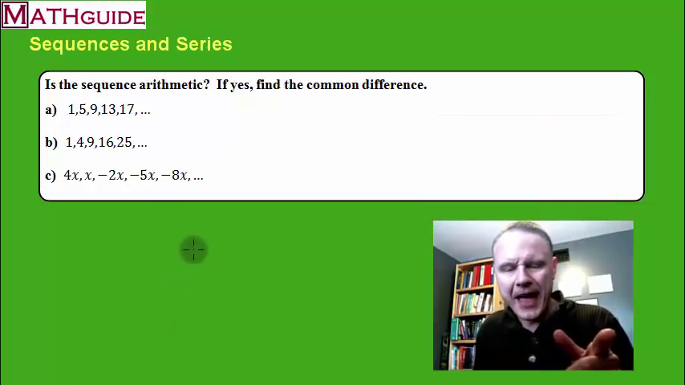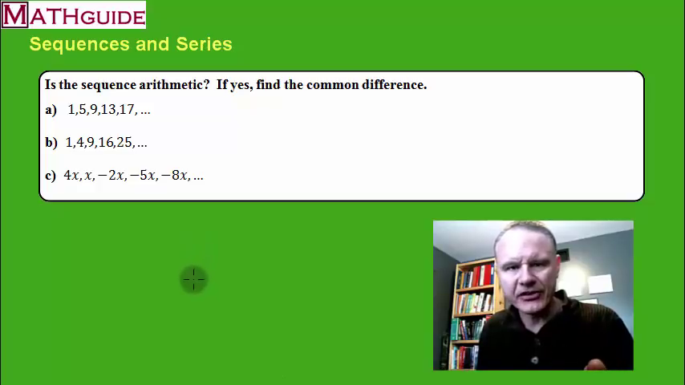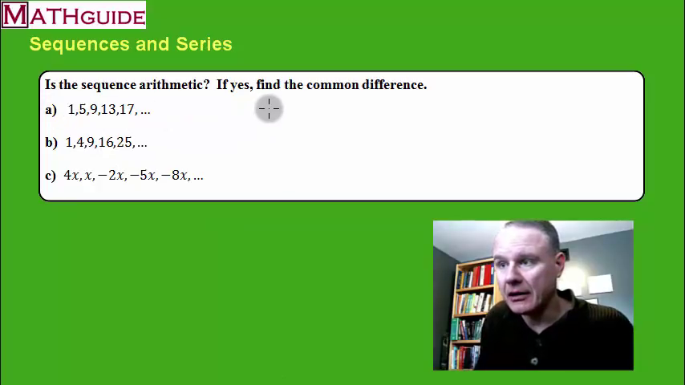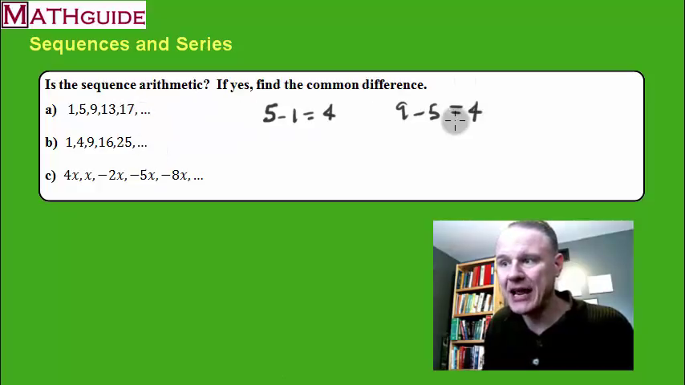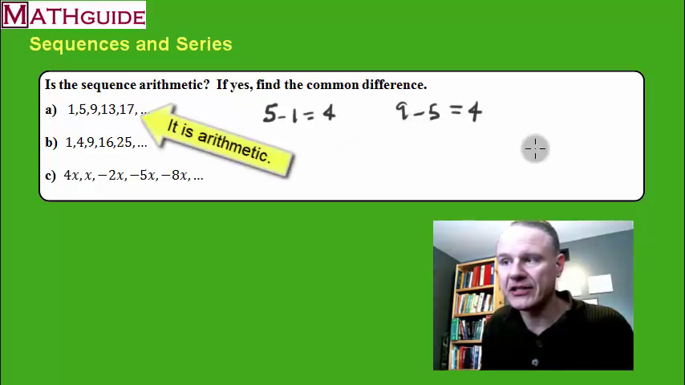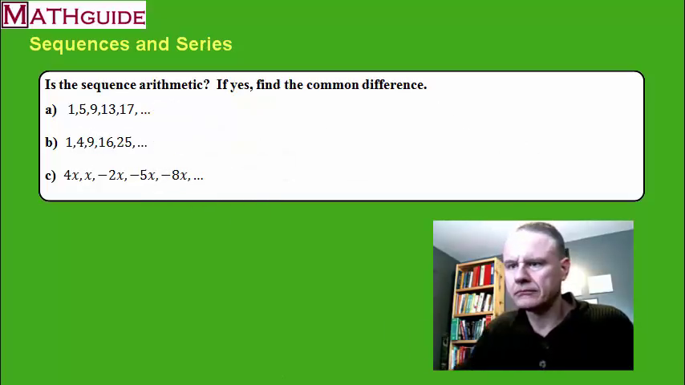Well, if it's arithmetic, it has the same common difference no matter which 2 consecutive terms you grab. So if we take a look at sequence A, 5 minus 1 is 4, and 9 minus 5 is 4. No matter which 2 consecutive terms we take, we get the same result. So therefore, we say the common difference is 4. Let's take a look at the second one.